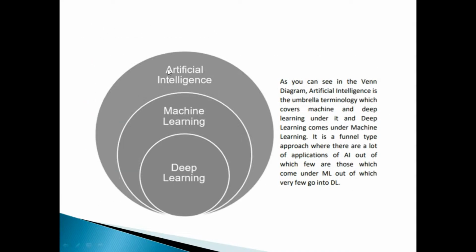So here, as we can see, artificial intelligence is encompassing the whole. Then there is machine learning. Machine learning is a subset of artificial intelligence, and deep learning is a subset of machine learning. There are many techniques which come under artificial intelligence, but out of those, few are covered in machine learning. Machine learning also includes several technologies, several algorithms, out of which few get used in deep learning.